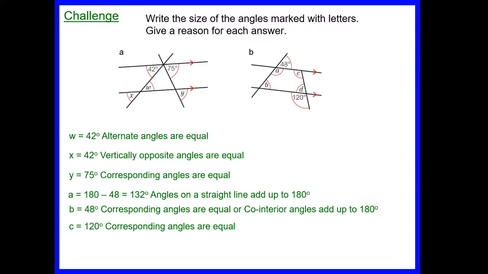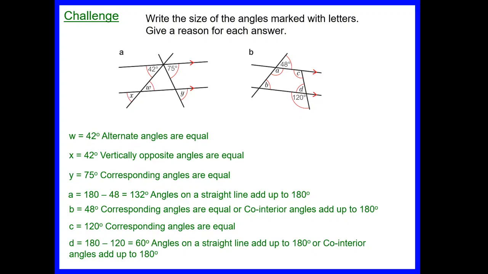And again for D, I've got some choices. I can either use angles on a straight line, so D and 120 together must add up to 180 degrees, or I can use C and D together as co-interior angles, add up to 180 degrees as well. So D is 60 degrees, and again, one of those reasons. Well done if you managed to find all of those.